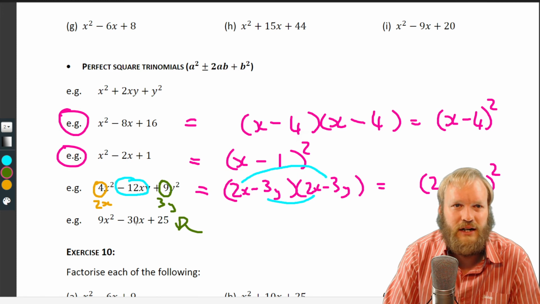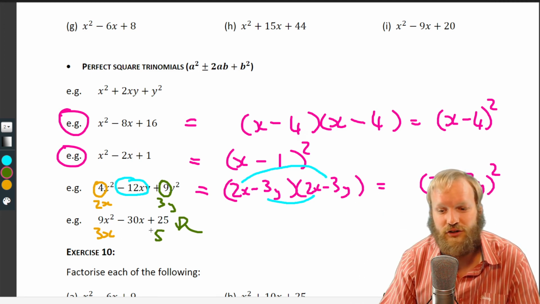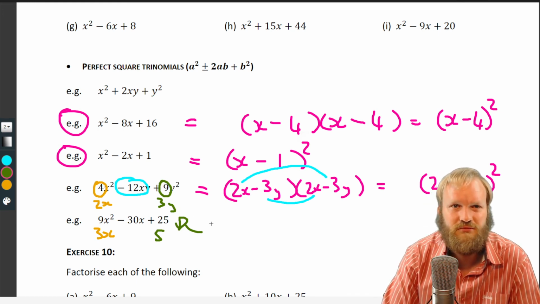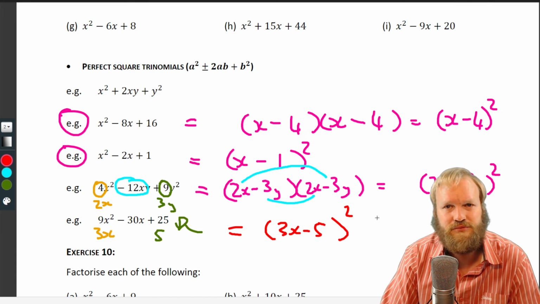So we're at 9x squared minus 30x plus 25. Let's check. This first bit is 3x, right? The square root of 9x squared is 3x. And our last term is 5. If we multiply them together, what do we get? 15x. And if we multiply that by 2, do we get 30x? Yeah, we do. So we're like, oh, well, that's great. In other words, this is the same as 3x minus 5 squared.